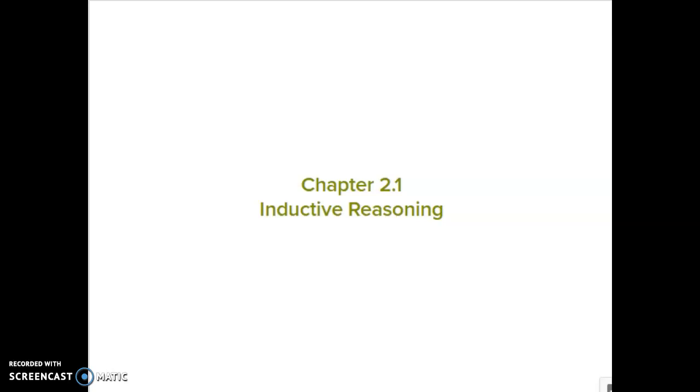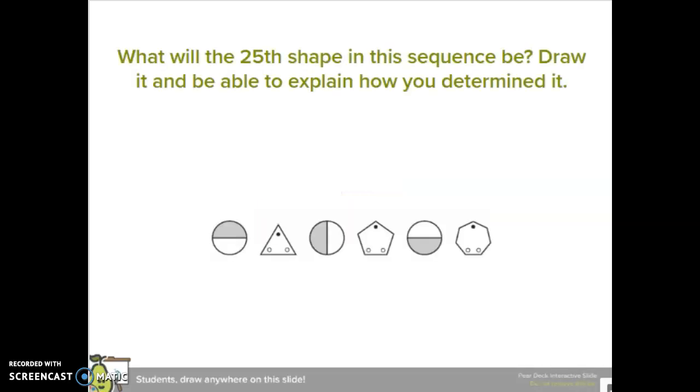First, to get our minds going about inductive reasoning, I have a challenge for you, but I think you can do it. What will be the 25th shape in this sequence? I want you to be able to draw it or explain how you would determine it if it's too complicated to draw. Take a minute, pause the video, and determine what the 25th shape of the sequence would be.